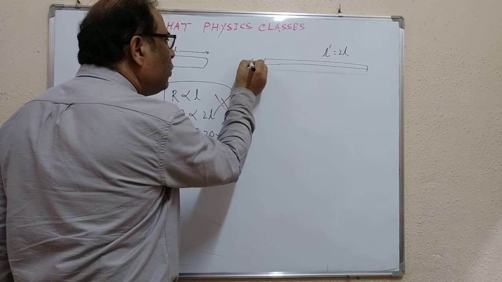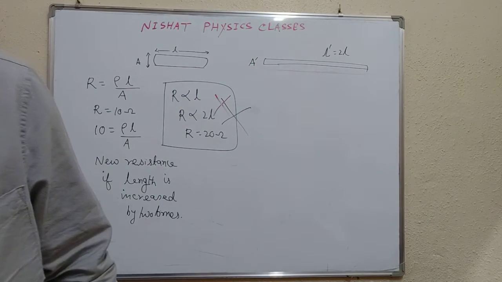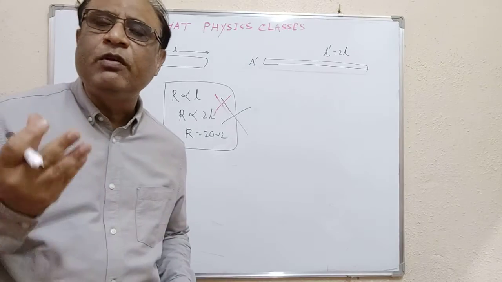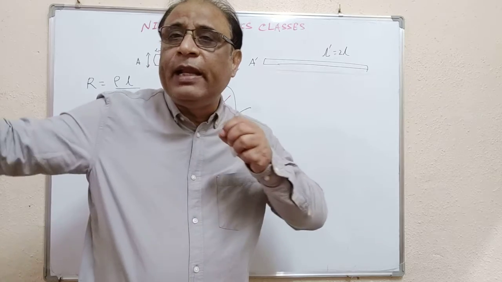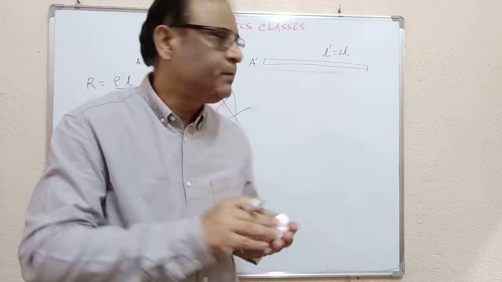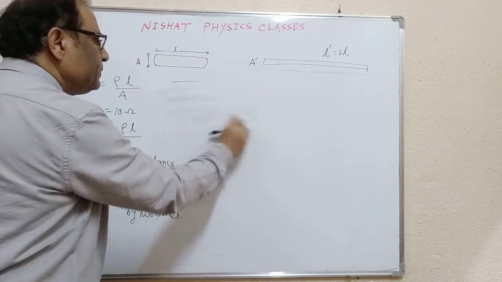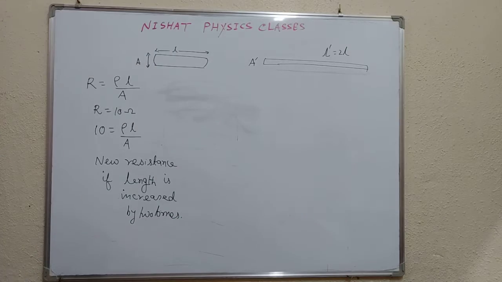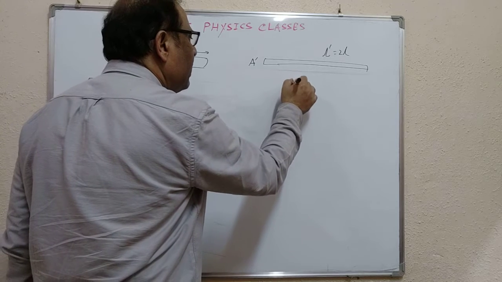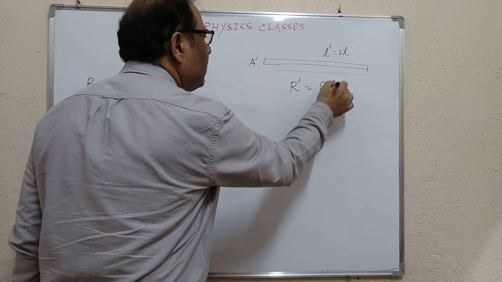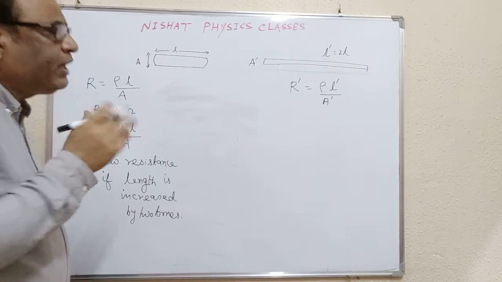But we don't know the new area A dash. So first we have to find out what the new cross section area A dash will be if length becomes double. Here this is wrong, so I am cutting it. Now one thing is very clear. If you want to write the resistance, then R dash equals rho L dash upon A dash.